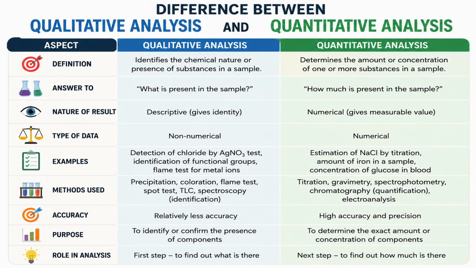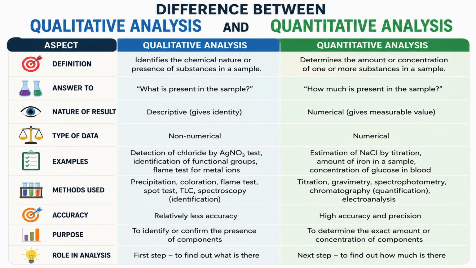Qualitative analysis examples: detecting fluoride, AgNO3 tests, identifying functional groups and metal ions. Quantitative examples: NaCl titrations, iron sample concentration, glucose in blood. Methods used in qualitative analysis are precipitation, flame test, TLC, spectroscopy identification, and methods used in quantitative analysis are titration, gravimetry, spectrophotometry, chromatography, etc. Accuracy in qualitative analysis is relatively lower, and accuracy in quantitative analysis is highly accurate and precise.